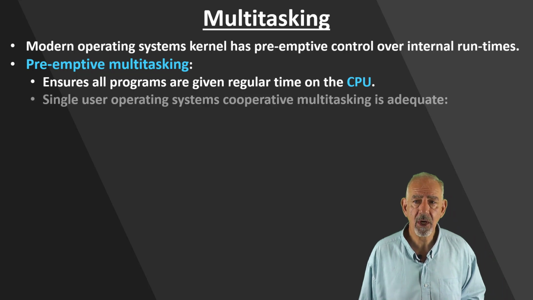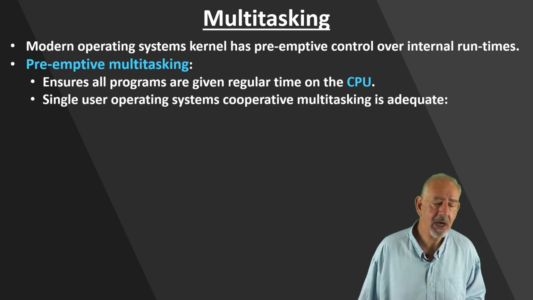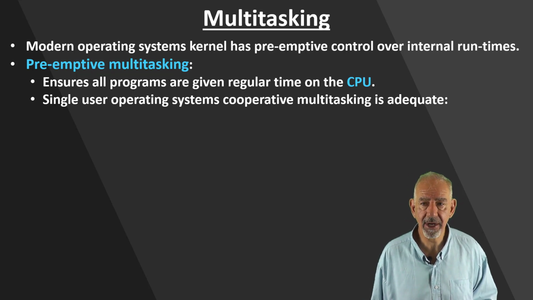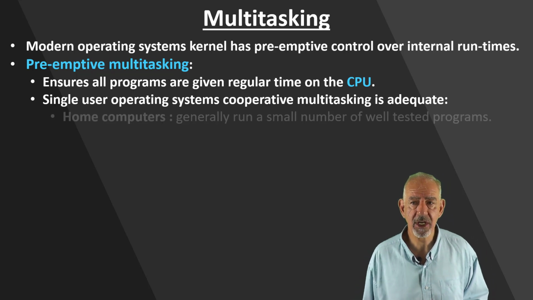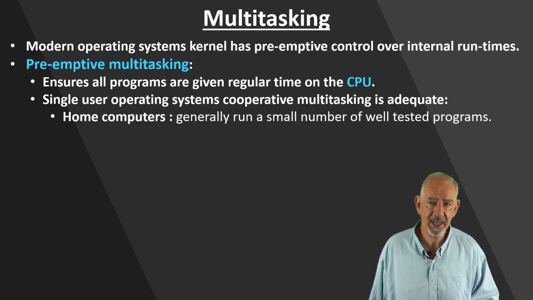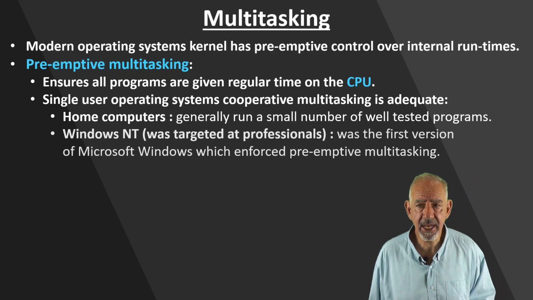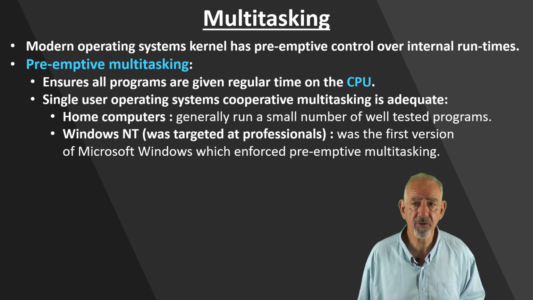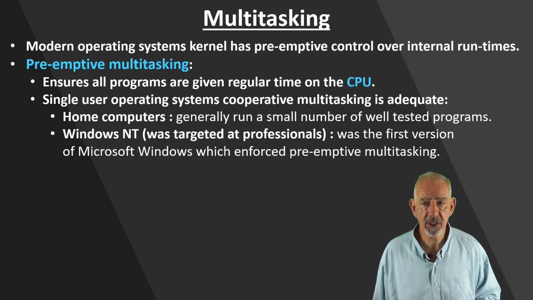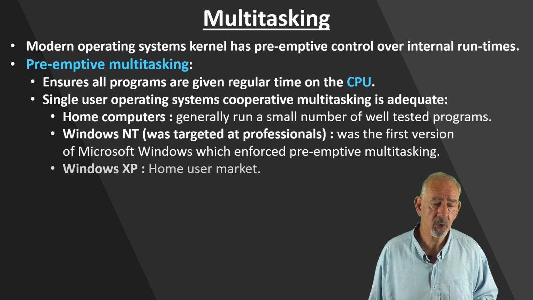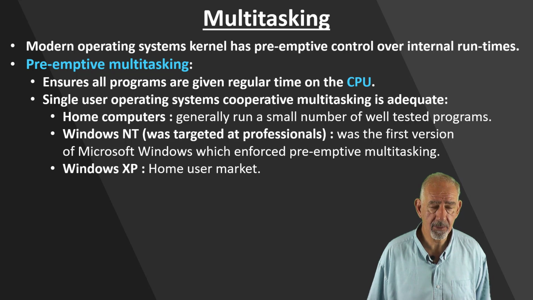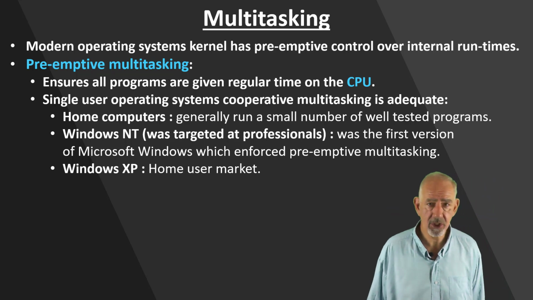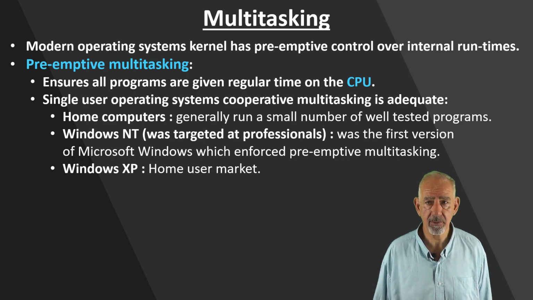And in a single user operating system, maybe cooperative multitasking is all right, but even though we don't really want that, we really do want some sort of preemptive multitasking. Even though home computers generally run a smaller number of well-tested programs, that's changing as well. Windows NT, which was originally targeted to the professionals and servers, was the first version of Windows which enforced preemptive multitasking. And then once it got to Windows XP, that came onto the home user market. So you'll find now that most operating systems will run preemptive multitasking. And of course, it makes the systems more effective.